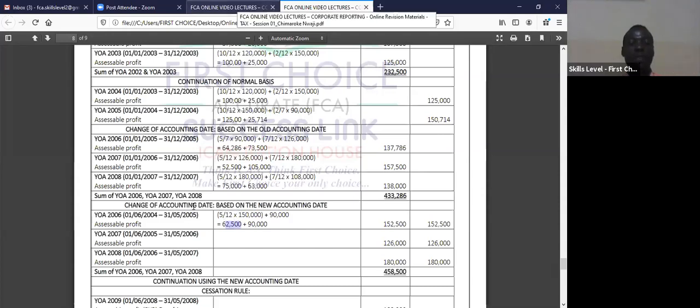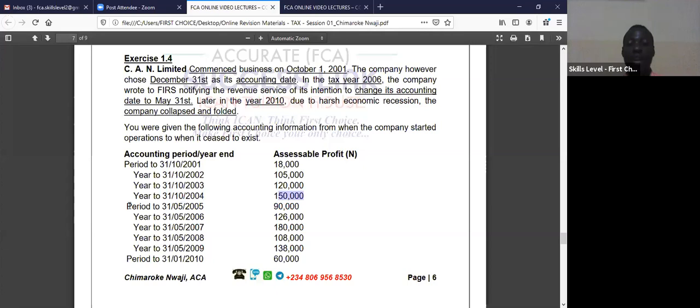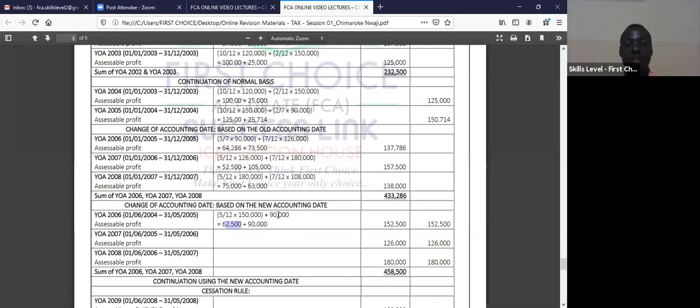Now, November to May is this figure here. November to May, and we are ending in May. So November, December, the remaining 7 months is this figure. So you just take this whole 90,000 that represents the remaining 7 months. So you see, this is the 5 months figure, 62,500. This is the 7 months figure, 90,000. Add them together, you get 152,500.